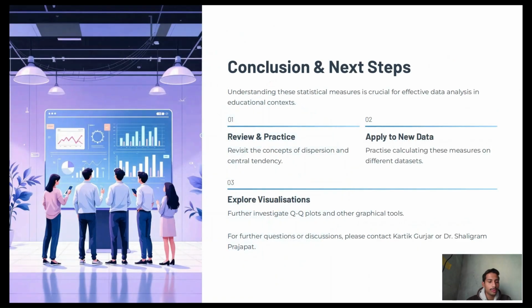Now moving on to the conclusion. First, review. We must master central tendency and dispersion. Second, apply. We should practice this calculation on a new dataset. Third, and last, explore. We should use visualizations like quantile plots to validate our assumptions about the data.